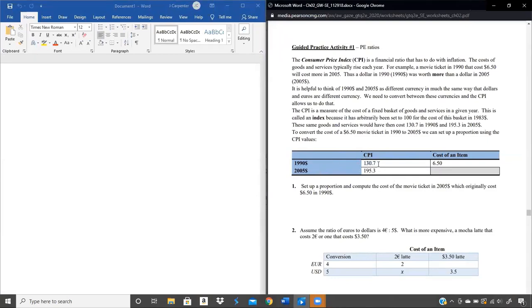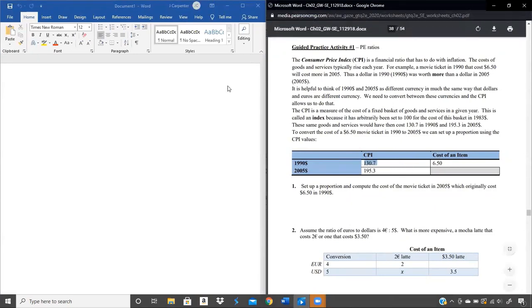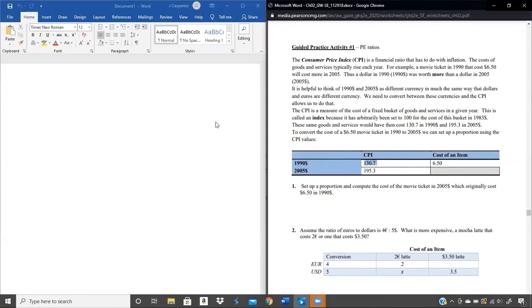So 1990, the CPI value is 130.7. In 2005, it's 195.3. These values have the same idea behind them as saying it's $4 to get 5 euros. But it's not exactly that, because it's not like you're going to get $130.7 converting between these two. This would be converting back to whatever year the CPI was 1. So $1 back in probably like 1900.